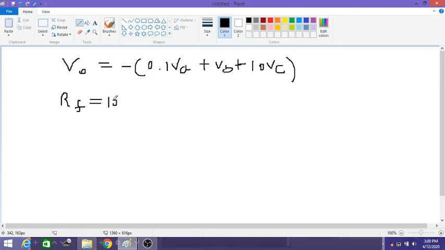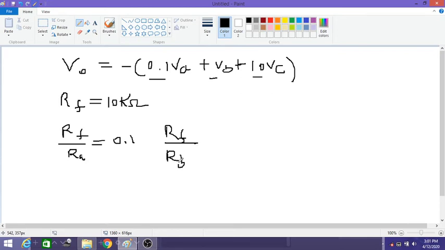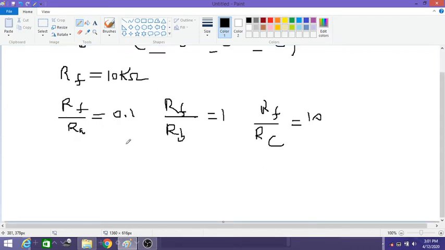So let us take this as 10 kilo ohms. We have taken RF as 10 kilo ohms. Now we use these ratios, which are given as 0.1, here it is 1 and here it is 10. Therefore we can write this as RF by RA equal to 0.1, and then RF by RB is equal to 1, then RF by RC is equal to 10. Now using these relations we can obtain the values of RA, RB and RC.